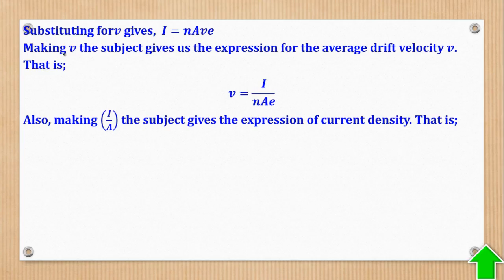So that is drift velocity. But remember, I also talked about current density. Current density is current over cross-section area, because we said area must be 1 meter squared. So to achieve that, I have to get the current divided by the cross-section area. If I make I over A the subject, I get the expression of current density, which is equal to nve. So when they ask for current density, it will be equal to nve. And when they ask for drift velocity, it will be I over nAe.